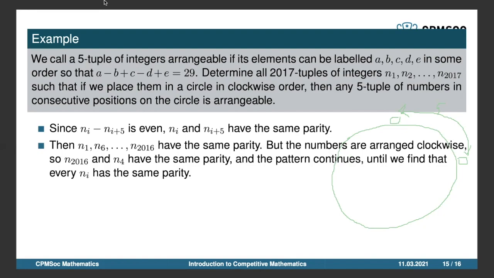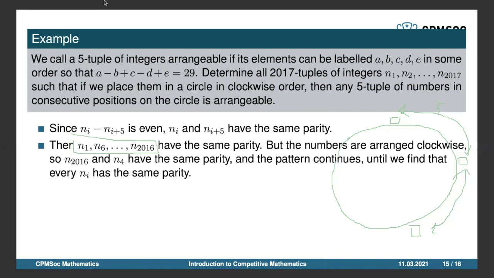Okay. So now what we can do is, we see that every number has the same parity as the number that is 5 steps clockwise of it. So we can keep on going around the circle and going up by 5 steps clockwise every time. And what we get is the first number, the 6th number, the 11th number, and so on until the 2016th number must have the same parity.